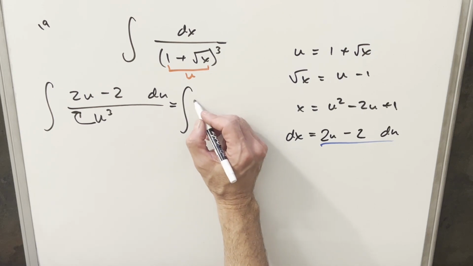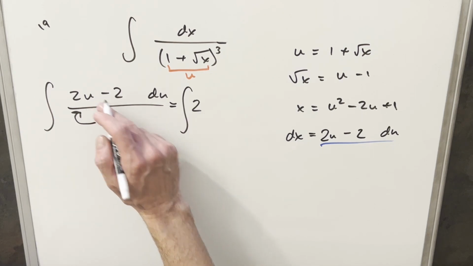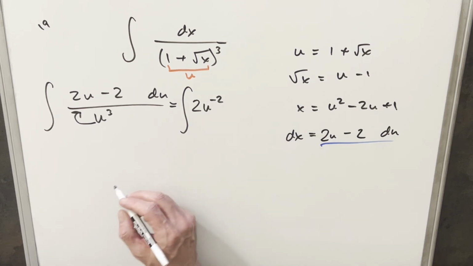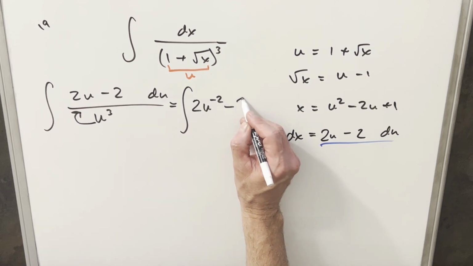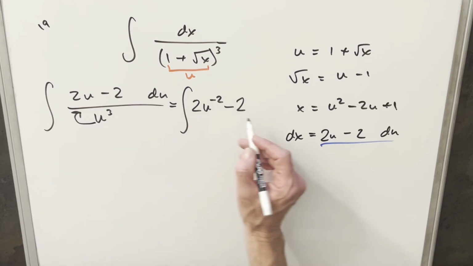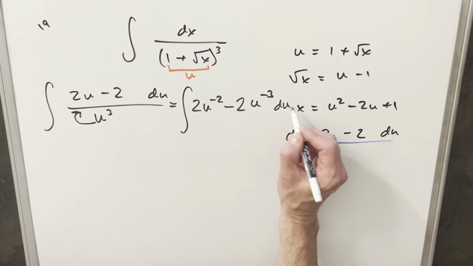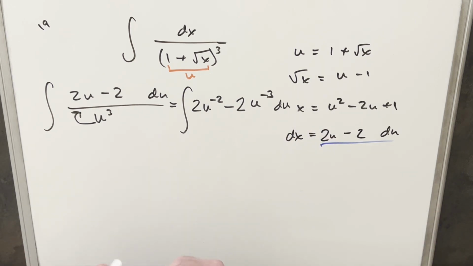So let's see what we have. We're going to have 2u over u cubed, which is like 1 over u squared. I'm going to write this as u to the minus 2, just trying to set up the power rule. Then for this next term, we're going to have minus 2 over u cubed. I'm going to write it as u to the minus 3.